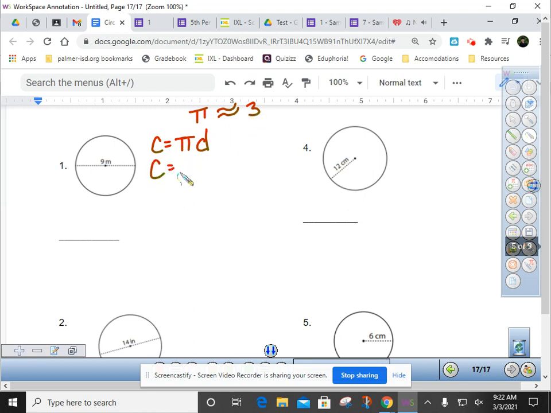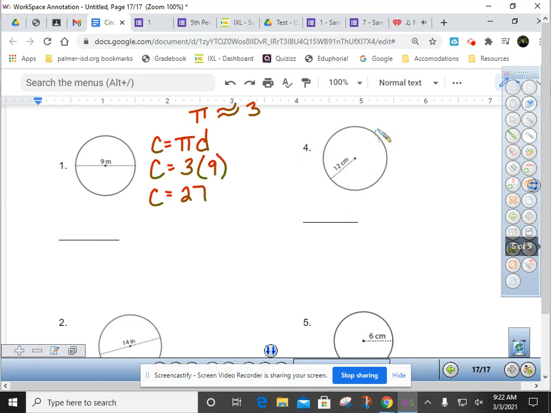What are you using for pi? What's the diameter? What is the circumference? 18. 27. Write the formula, write the formula. Do you want to be right here so you can write better?